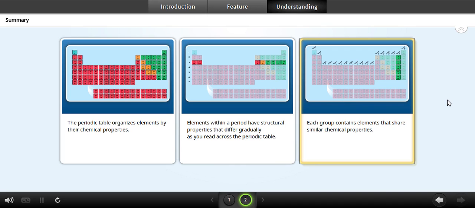Columns in the periodic table are called groups. Elements in each group share similar chemical properties.